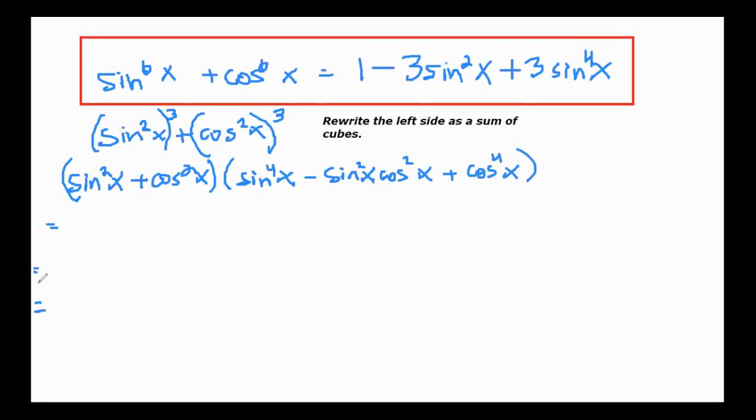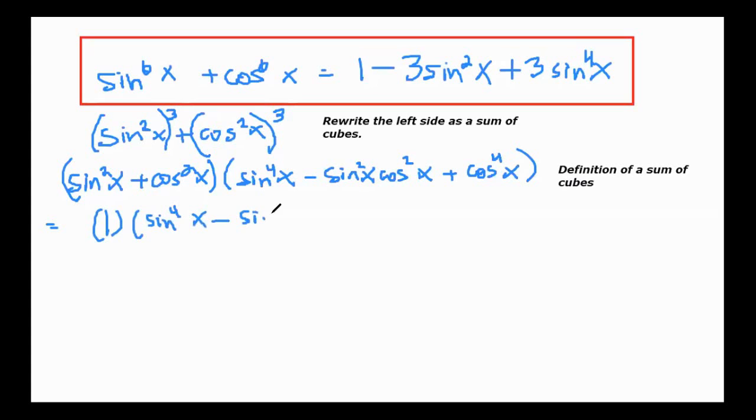So in the next step, we're going to use the Pythagorean identity. And as you know, the Pythagorean identity is sine squared x plus cosine squared x equals 1. So we're going to rewrite that into the formula. So just right here, definition of a sum of cubes. And we're going to replace sine squared x plus cosine squared x with 1. In the meantime, we're going to leave sine to the power of 4x.